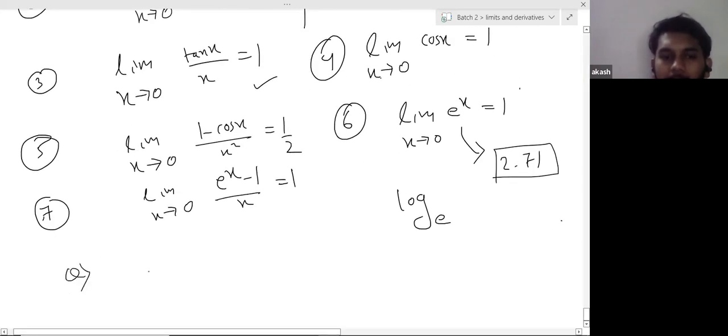Solve this question. Limit x tending to 0 sin 3x upon x. What will be the answer to this question?